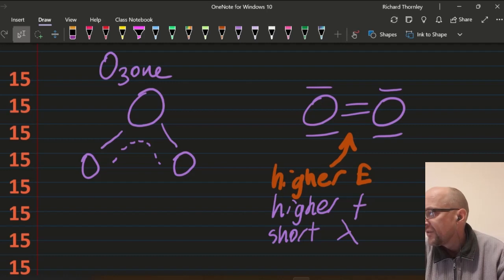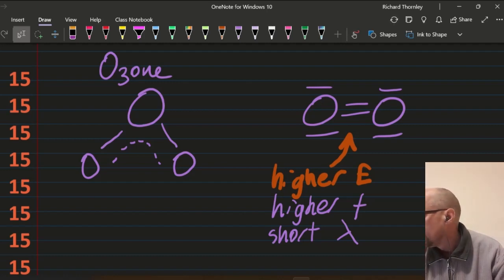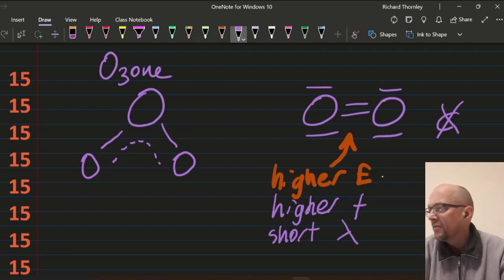So the bond between atoms in molecular oxygen is a double bond, so that's true. The bonds in ozone are delocalized, that's true. The bonds in ozone are stronger than oxygen, so C is wrong. And D, the bonds between atoms in molecular oxygen need more energy to break. So A, B, and D are right.